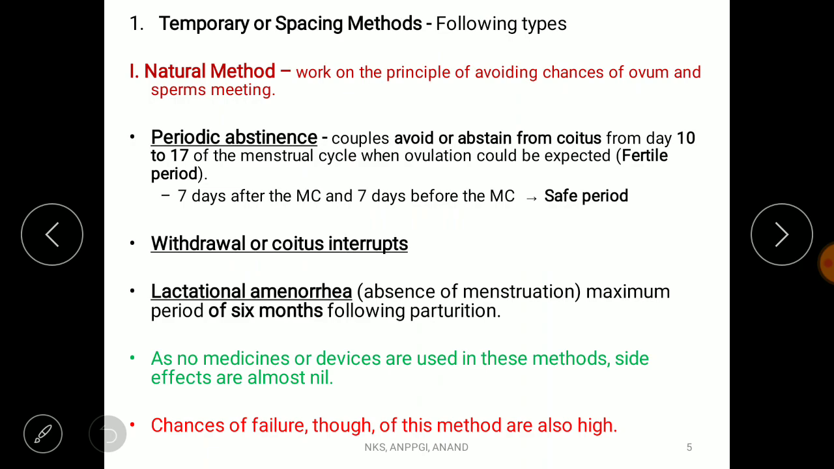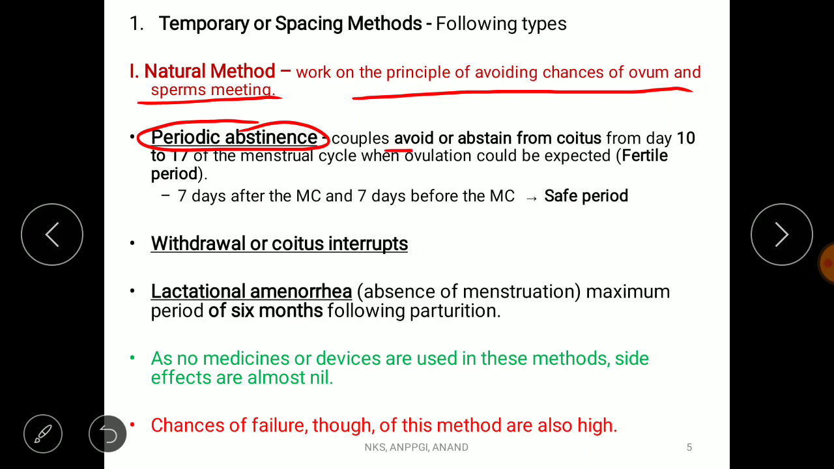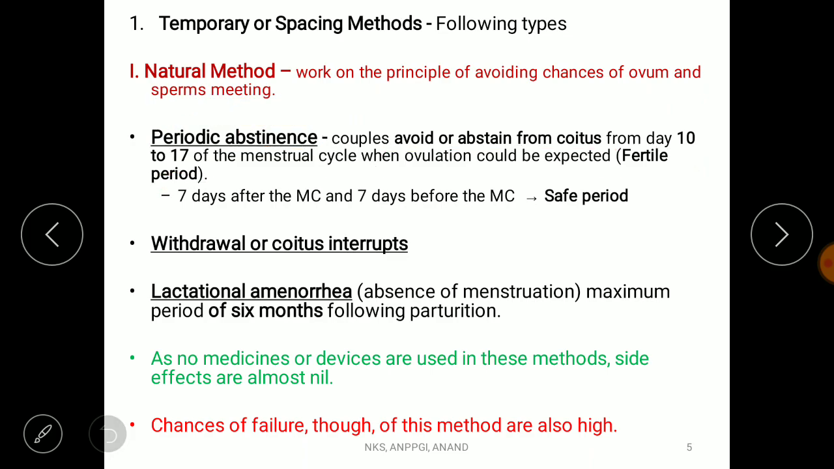It works on the principle of avoiding the chance of ovum and sperm meeting, right? This can be done by periodic abstinence. It means avoiding or abstaining from coitus from day 10 to 17 of the menstrual cycle. This is called the fertile period because the ovum is ready for fertilization in this period, whereas the 7 days before and after are considered the safe period.